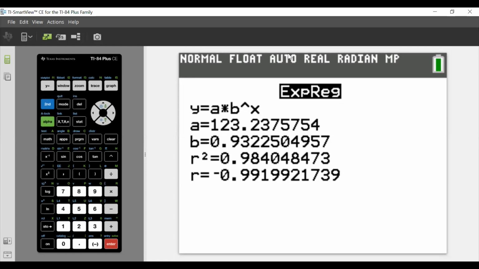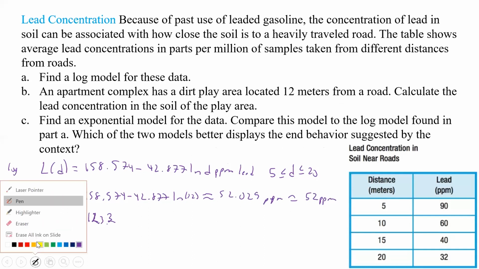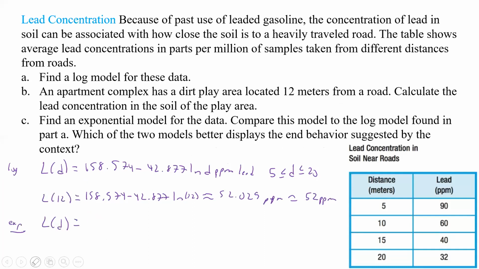So let's go ahead and write that down. And that was 123 point, that's a 2, 2, I'd better start over. 123.237, and then it was 0.932 to the D, and again, that's in ppm of lead, and again, 5 less than or equal to D less than or equal to 20.